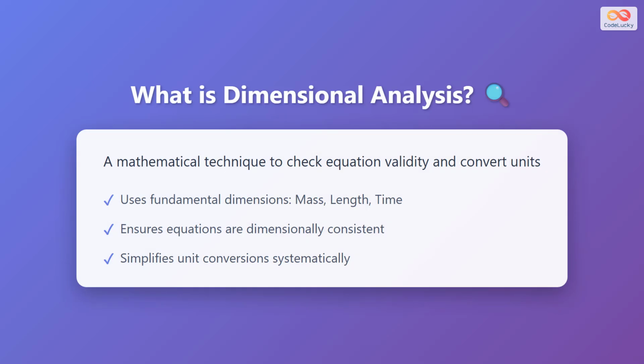Dimensional analysis is a mathematical technique that helps us check if equations are valid and convert units correctly. At its core, this method uses three fundamental dimensions: mass, length, and time. These are represented by the letters M, L, and T. By breaking down complex quantities into these basic dimensions, we can ensure that equations make physical sense. Dimensional analysis also simplifies unit conversions by providing a systematic approach. Think of it as a consistency check that helps us avoid errors in our calculations and ensures that both sides of an equation are comparing like with like.